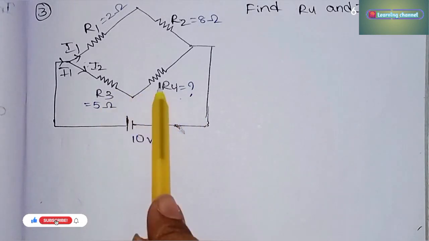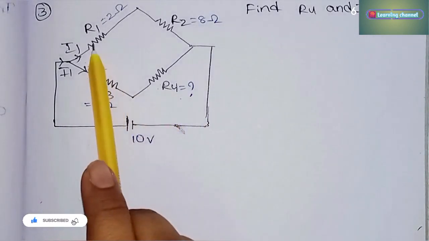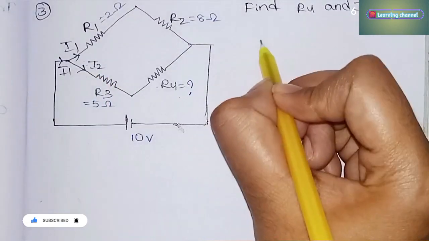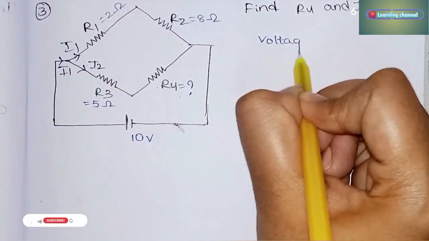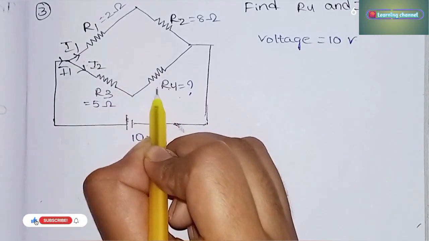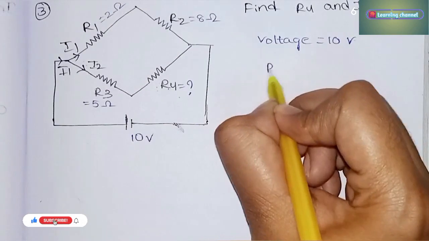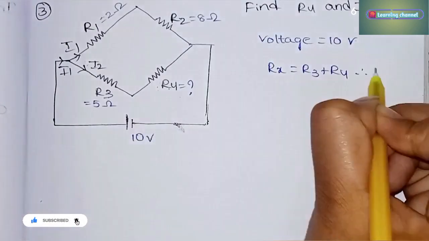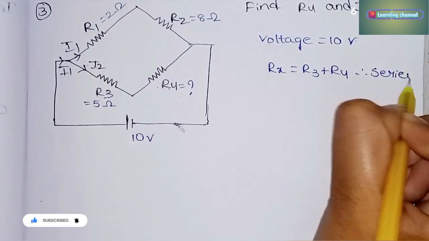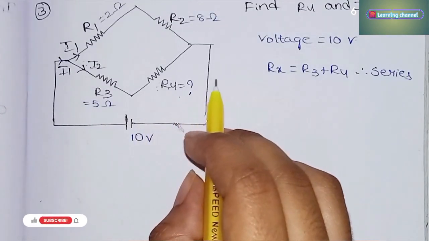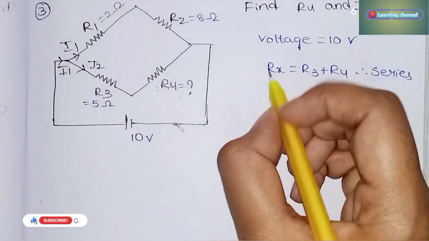These two resistors are in parallel and these two resistors are in series. So let us write the given data. The voltage we have is equal to 10 volts, and let's say the R3 and R4 equivalent resistance is Rx. So Rx is R3 and R4, since they are in series. In series the same current will flow. Only in parallel the current will divide.